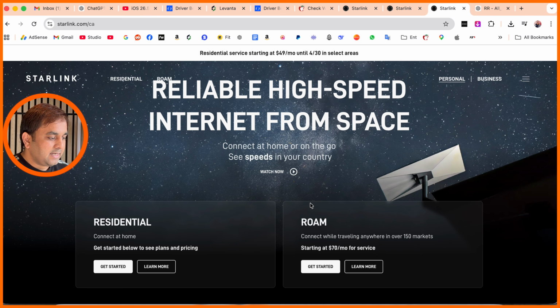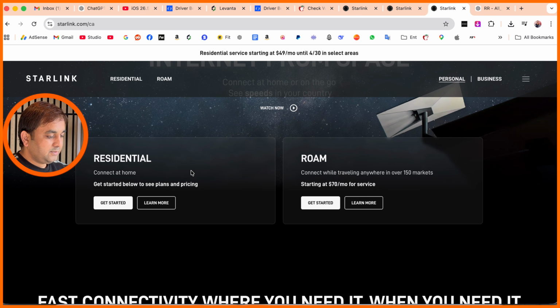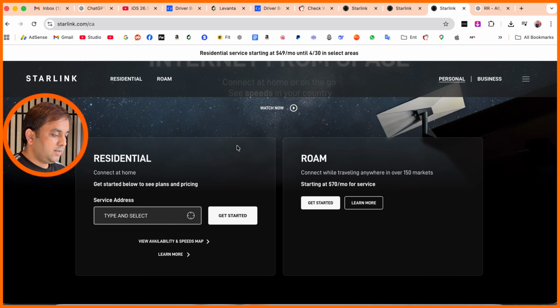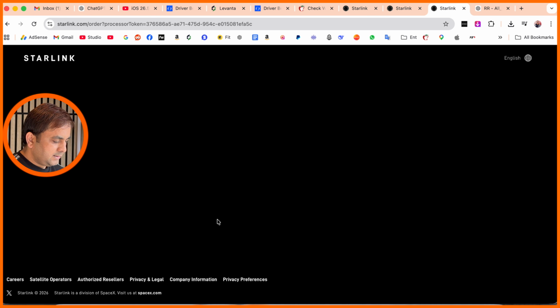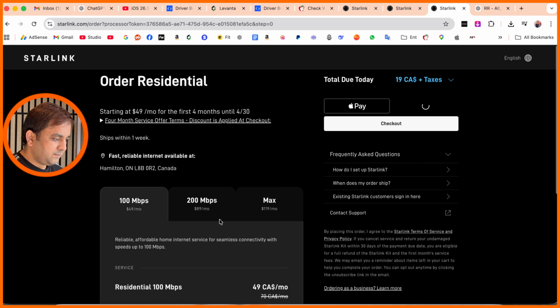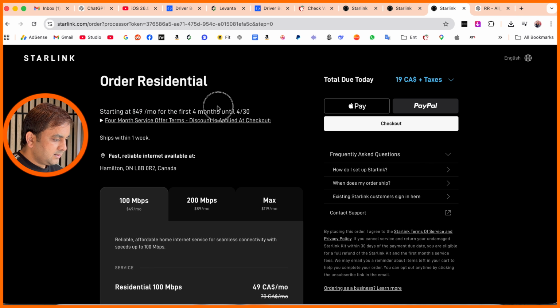The last one is Canada. Here we receive two services, and everywhere residential and roam are available. I select residential. First of all, I type in a standard Toronto pin code, and let's see how much money we need to pay for the subscription. Look at this: starting from $49 per month, and the first 4 months are free.